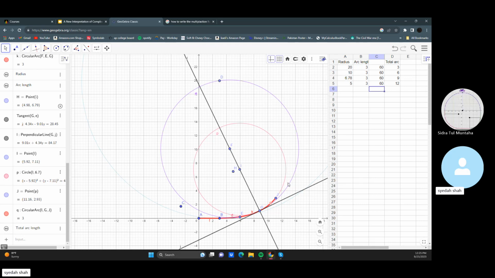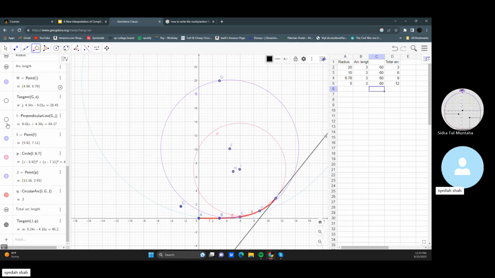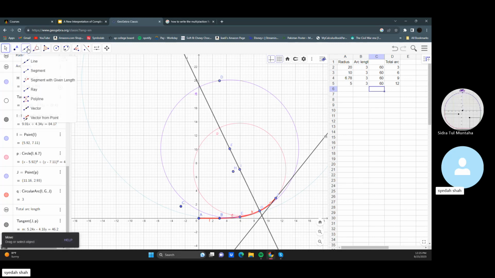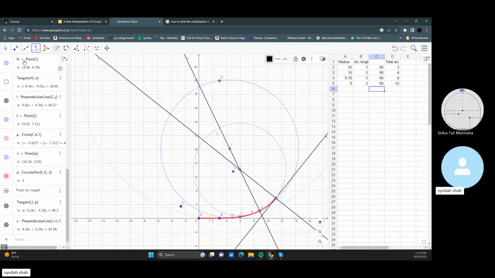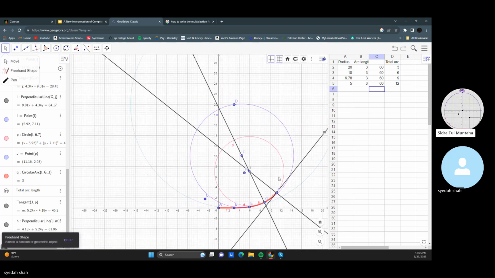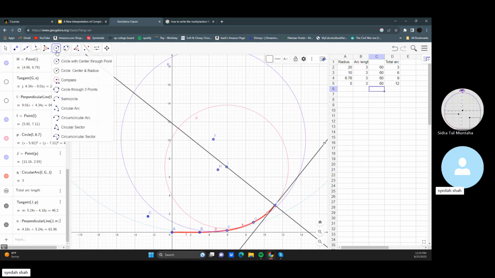Okay, I need to make that tangent again. Can I hide the old one that I used? Yes, you can hide the tangent, but let the perpendicular be there. Okay. And then I need to make the perpendicular line. And now you can hide the previous perpendicular if you want to. Okay. And now I make my circle.